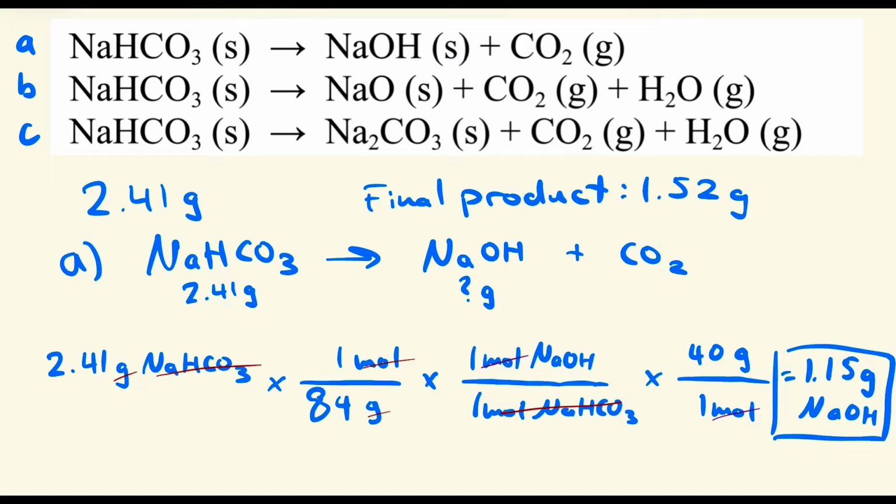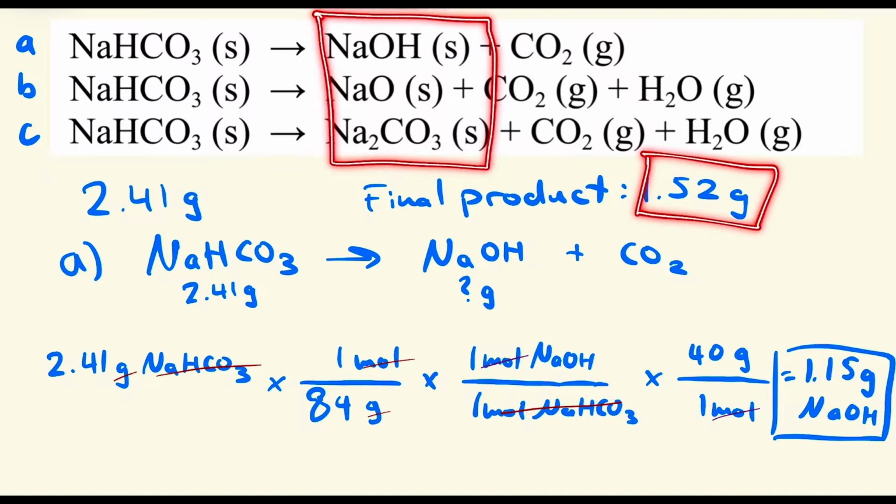Now, what we will do is repeat this process to figure out the theoretical yield, the theoretical mass, of our sodium oxide and our sodium carbonate. And then we will compare all of the theoretical yields of these three solids with the yield of our final product, and whichever value is the closest should correspond with the correct equation.